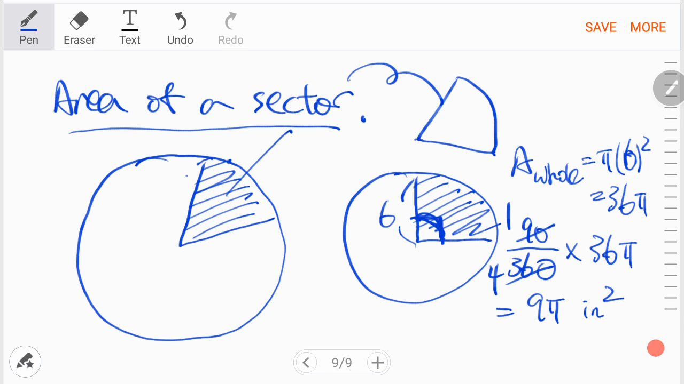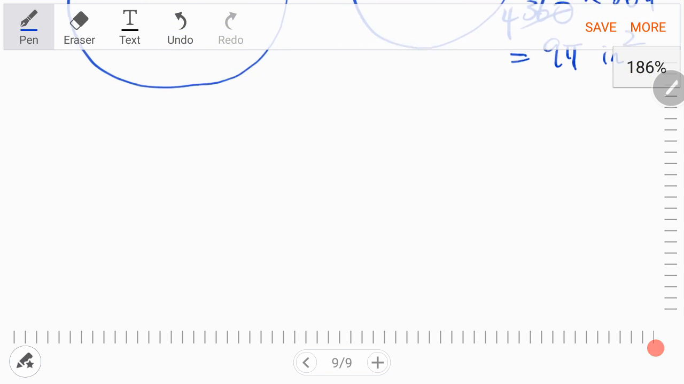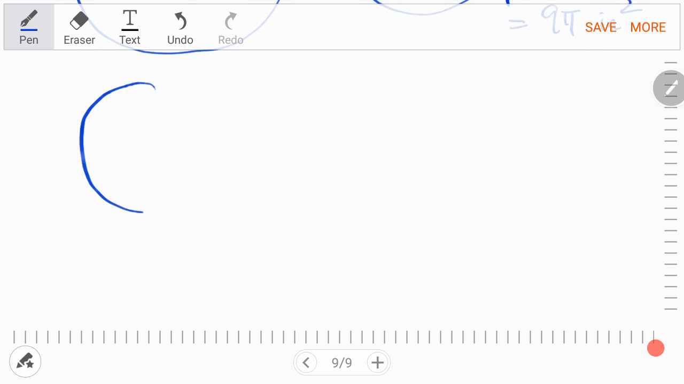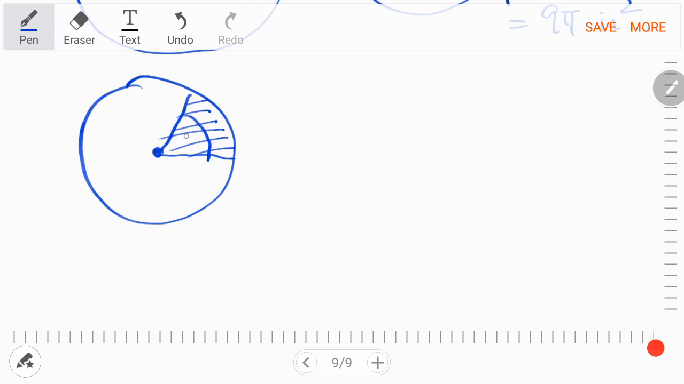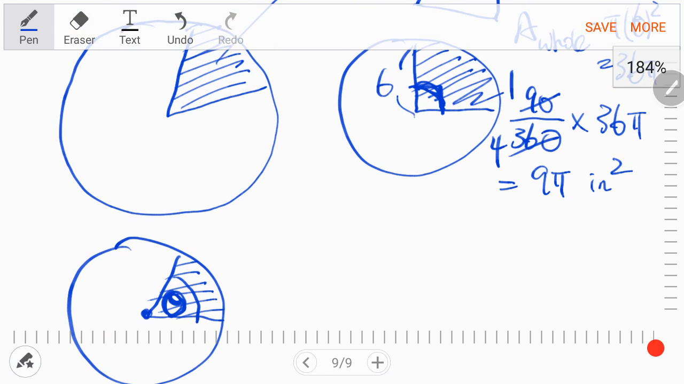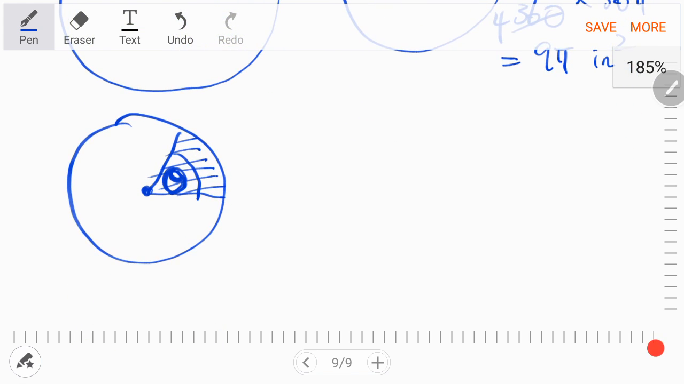Now, similarly, if today we have still a pizza, and let's say I take out an angle theta, and I have this area that I want to find. Let's try to talk about this in radians then. As we have seen here, 90 is the angle that I have, and 360 is the entire angle for the circle.